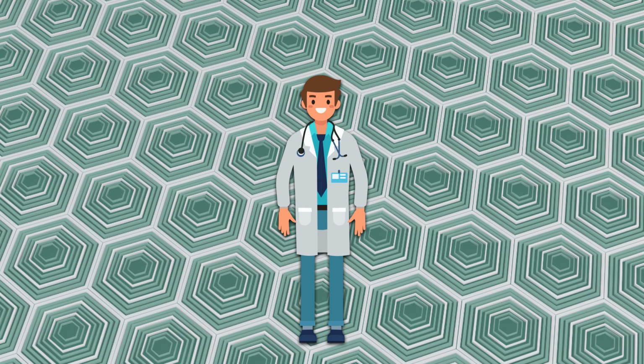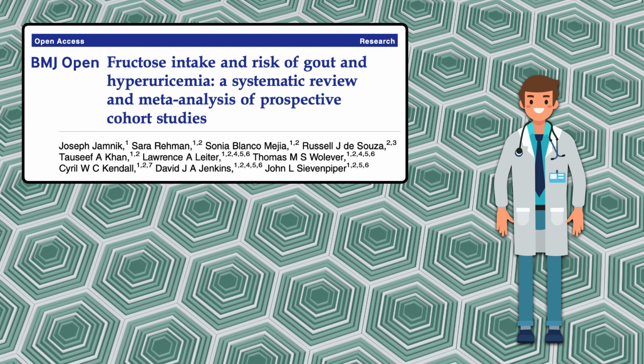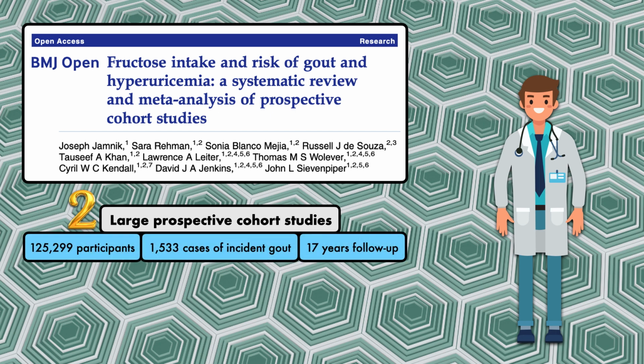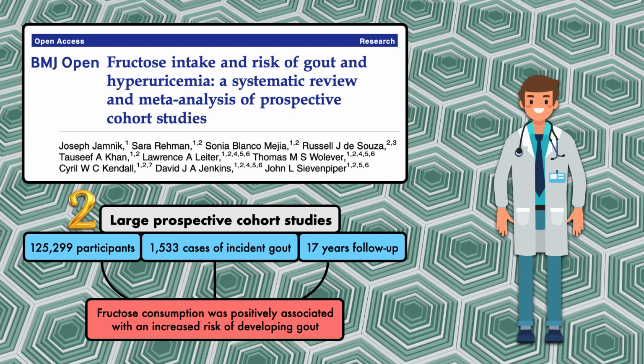Looking into the literature on this topic, I found two relevant publications. The first one is a 2016 systematic review and meta-analysis by Jamnik et al. It included two large prospective cohort studies that investigated the relationship between fructose intake and incident gout or hyperuricemia. Using data from over 125,000 participants and 1,500 cases of incident gout over an average of 17 years of follow-up, they found that fructose consumption was positively associated with an increased risk of developing gout.